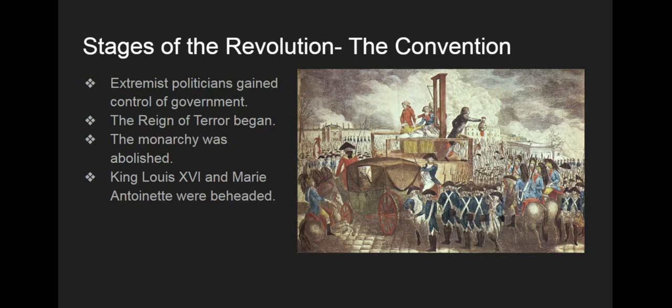The second stage of the revolution is known as the convention. This is where extremist politicians gained control of the government, and what is known as the Reign of Terror began. The monarchy was abolished, they got rid of it, and King Louis XVI and his wife Marie Antoinette were beheaded by the guillotine. This painting is a reproduction of the beheading of King Louis XVI.